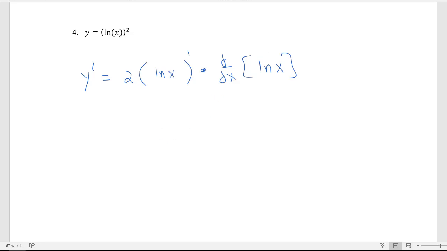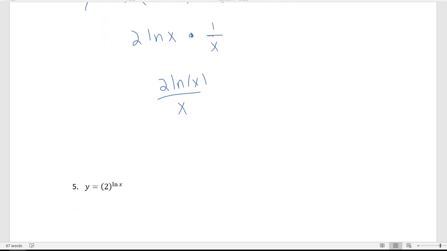All right, and then the derivative of ln x is 1 over x. So I have 2 ln of x times 1 over x, and then we're going to write that in a simplified form, 2 ln x over x. Okay. All right, let's take a look at number 5.